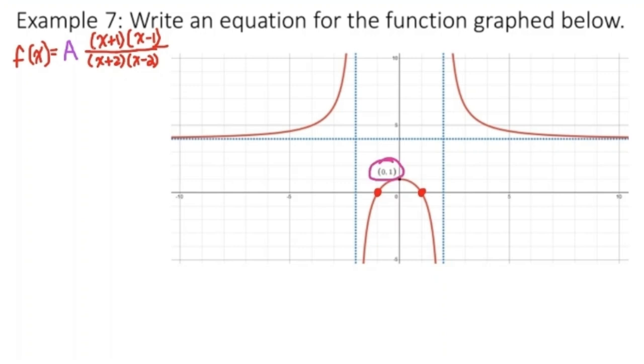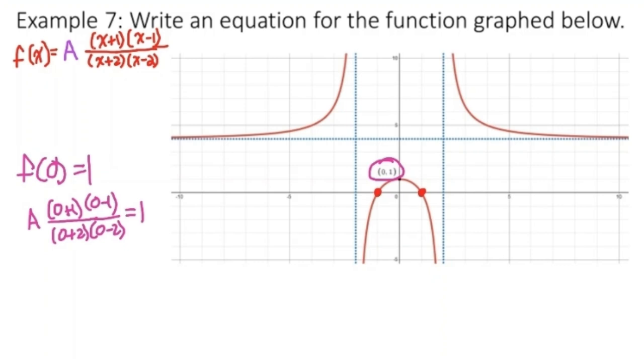Since (0, 1) is a point on our graph, that tells us f of 0 must equal 1. So if I plug 0 into my function as we have it now, it should equal 1. So we have a times 0 plus 1 times 0 minus 1, all over 0 plus 2 times 0 minus 2, equals 1. Do a little simplification, and we get 1/4 a equals 1, which means a equals 4.